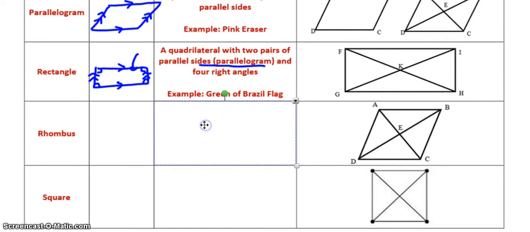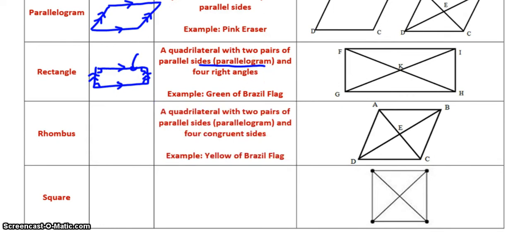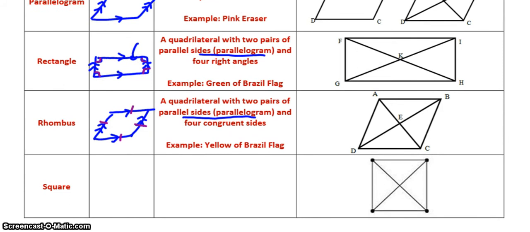A rhombus is kind of similar. It's a quadrilateral with two pairs of parallel sides, meaning it's also a kind of parallelogram, just like a rectangle, but different from a rectangle, it has four congruent sides. So I start similar to a parallelogram, like that. It's got two pairs of parallel sides, but now it's got four congruent sides, so all four of those sides are congruent. Remember, rectangles have 90-degree angles, but rhombuses have four congruent sides.